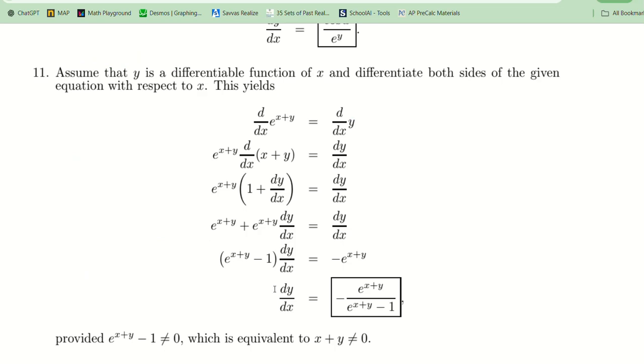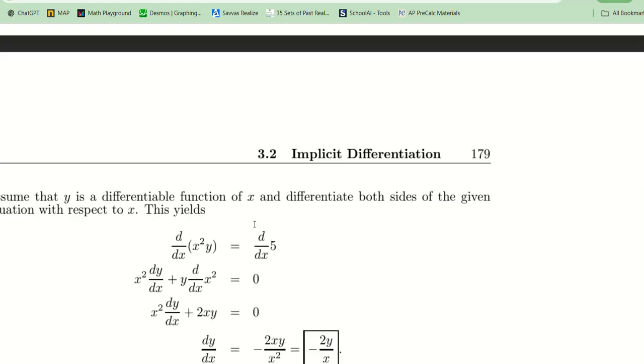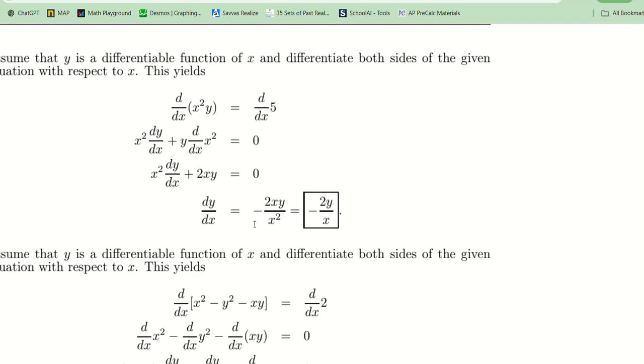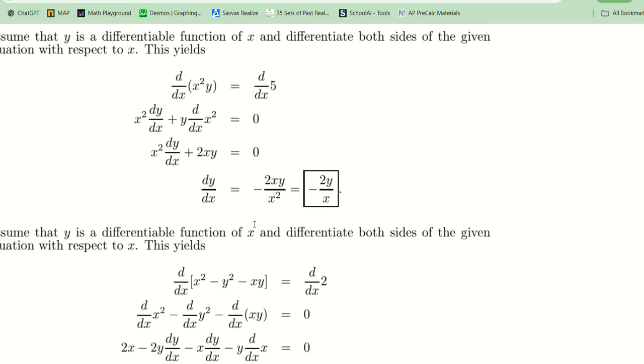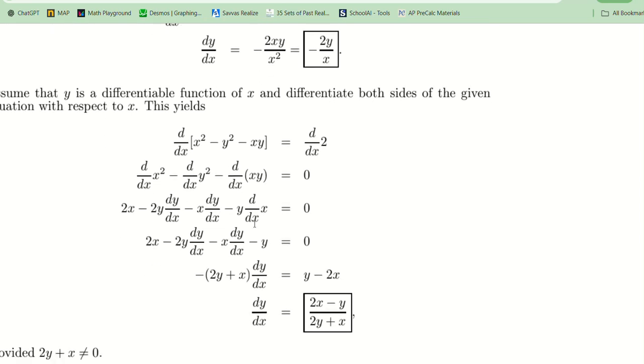Feels okay. If you made a mistake on that one, where'd it happen? I heard somebody say they forgot the 1. Natural. This one, that derivative. Anybody else want to speak up? Okie dokie. Number 13, negative 2y over x. Cool. Number 15.